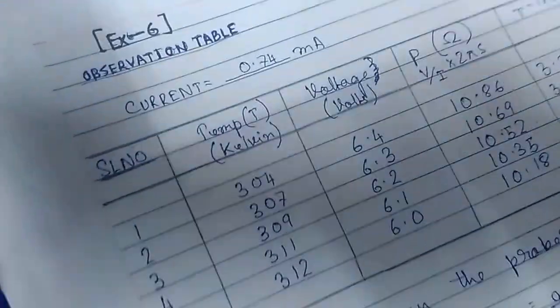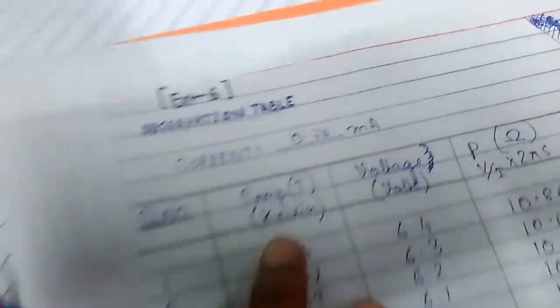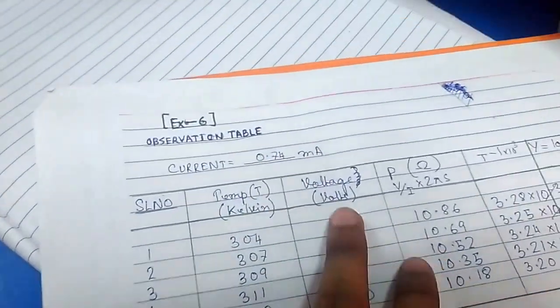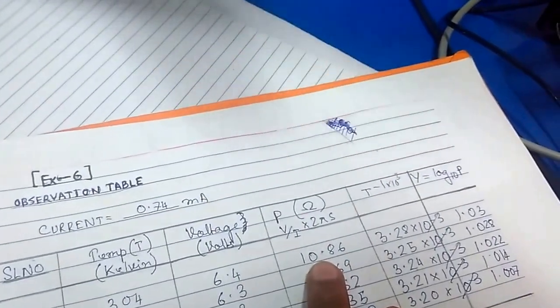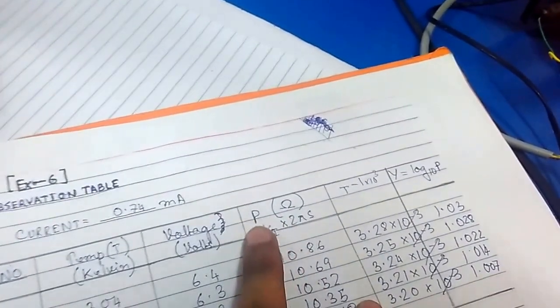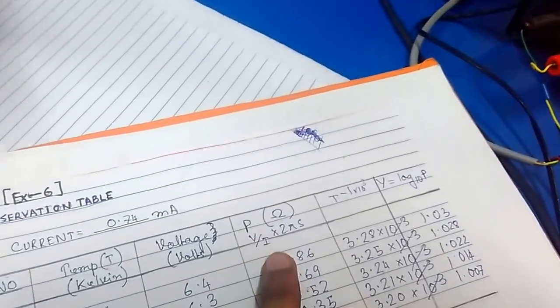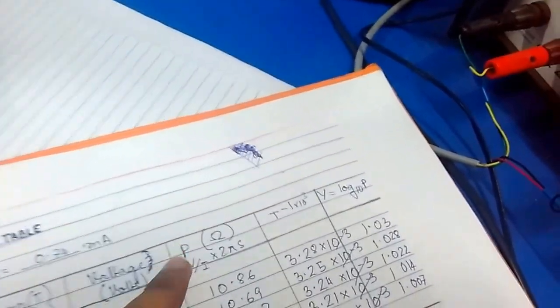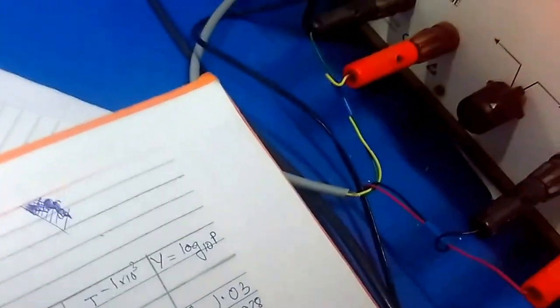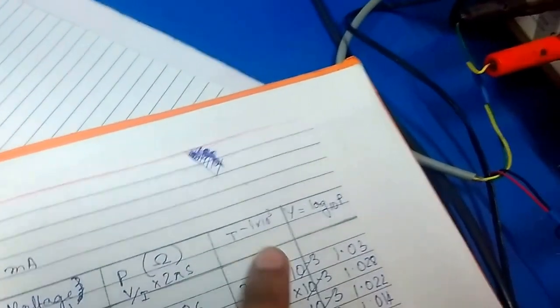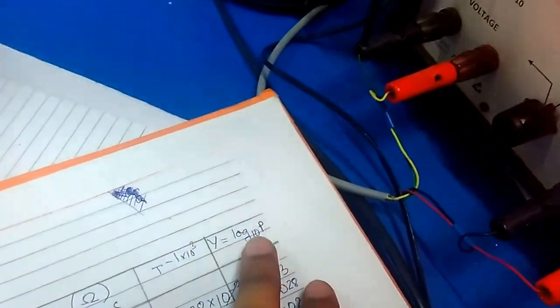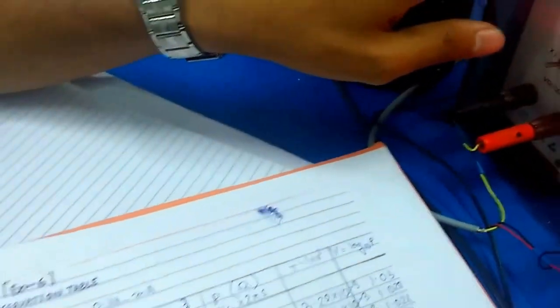This table consists of 5 columns: temperature, voltage, rho, that is how we're going to find out rho. Rho will be V by I into 2 pi S. Then temperature inverse, and then Y, where Y is equal to log base 10 of rho.